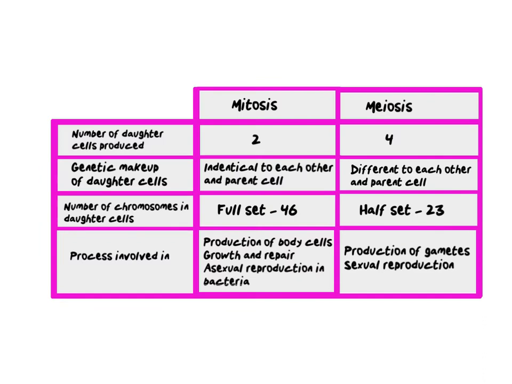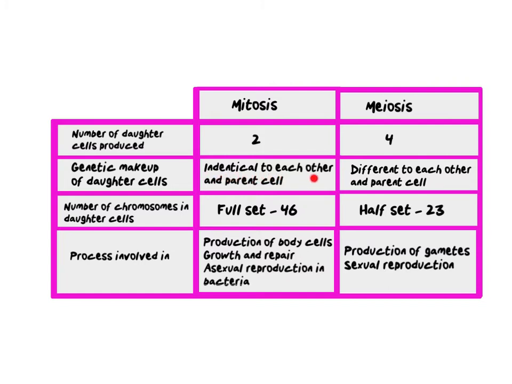It's nice to compare meiosis and mitosis. We use a table for this. We've got meiosis down this side, mitosis this side. In meiosis, we create 4 daughter cells. Mitosis, just the 2 daughter cells. Meiosis creates daughter cells that are genetically different to each other, and they're also genetically different to the parent cell. This is obviously an advantage in gametes because sexual reproduction creates differences in offspring.